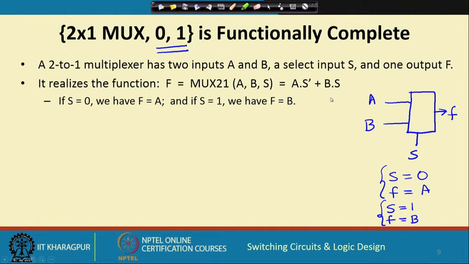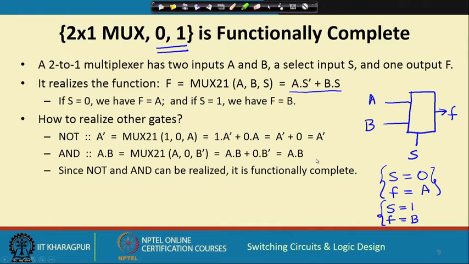Talking about the function, I can directly write down this expression. The output function of a multiplexer is A S bar plus B S. What is the meaning? If S is 0, output is A. S is 0 means S bar and A, S bar and A. S is 1 means S and B, S and B. You can directly write an expression like this. Okay? This is what a multiplexer is.